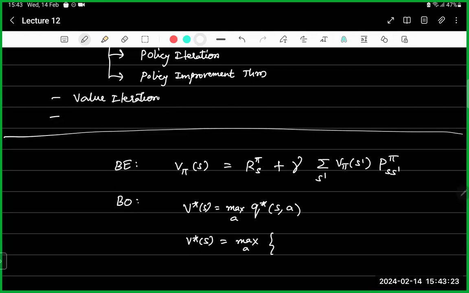So if you write Q star in terms of V star, what will we get? Q star of S comma A will be the immediate reward for taking action A right now, which is what? What is the immediate reward that you get for taking action A in state S? This is the immediate reward plus the remaining return, which is what?